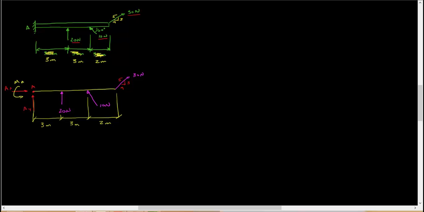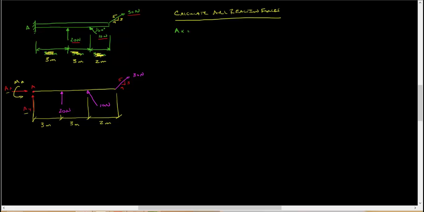So when we do this, let's calculate all reaction forces. So let's just get into this. All my reaction forces here would be AY, AX, and moment about A. So let's do AX first. The first thing we need to do is break these up into their components.